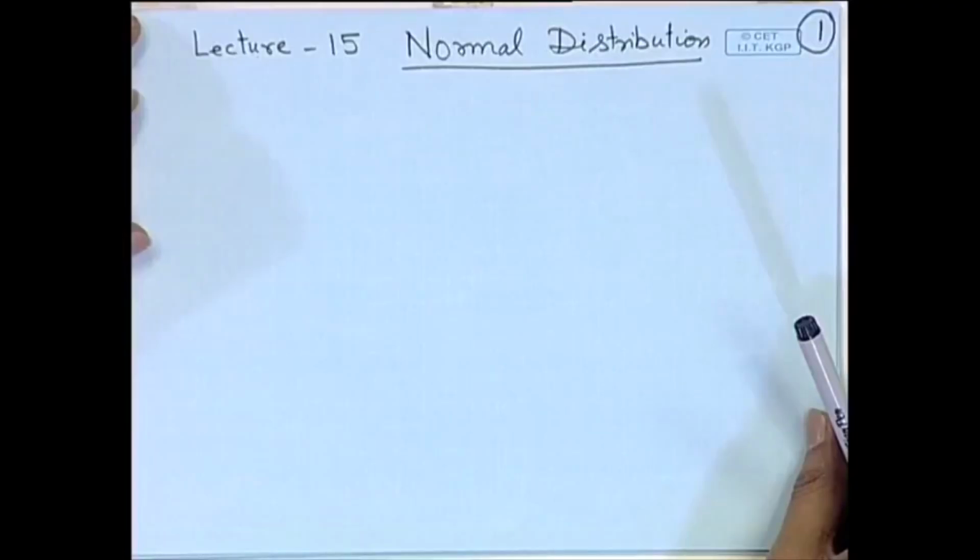Today I am going to introduce one of the most important distributions in the theory of probability and statistics. It is called the normal distribution. The normal distribution has become prominent because of one basic theorem in distribution theory, which is called the central limit theorem.